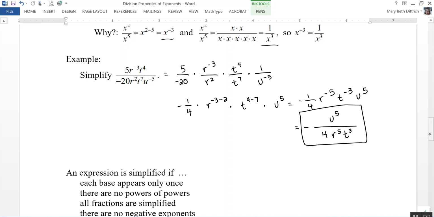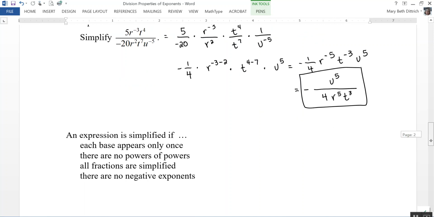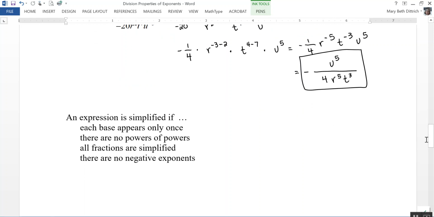So how do we know when a rational expression like this is simplified? An expression is simplified, or actually any exponential expression, is simplified if each base appears only once. Your answer is only going to have one a, one b, or one x, or one y. There are no powers of powers. There's no parentheses. There's nothing being raised to a power other than just the base. All of the fractions are simplified.